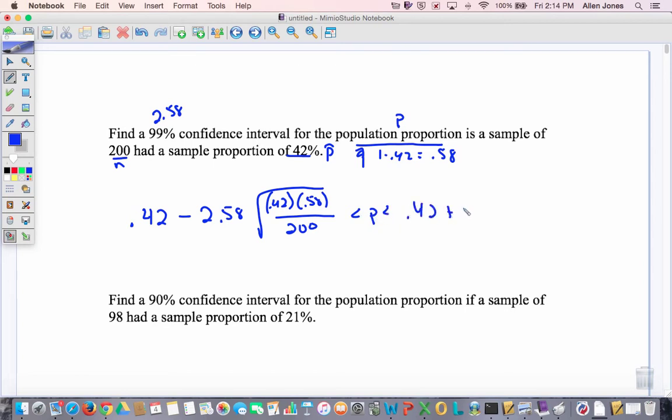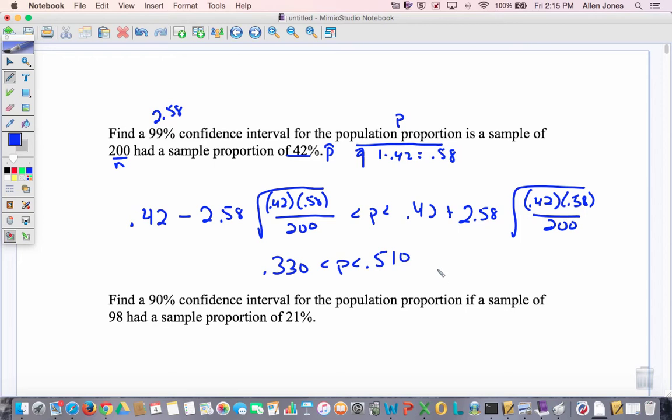And then 0.42 plus 2.58, and underneath that radical is 0.42 times 0.58 divided by 200. If we plug that in, we'll get 0.330 to 0.510, so between 33 and 51%. Our confidence interval calculation looks very similar. Again, we can say we're 99% confident our population proportion is going to fall between 33 and 51%.